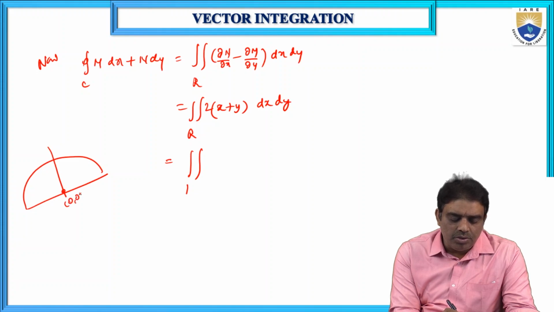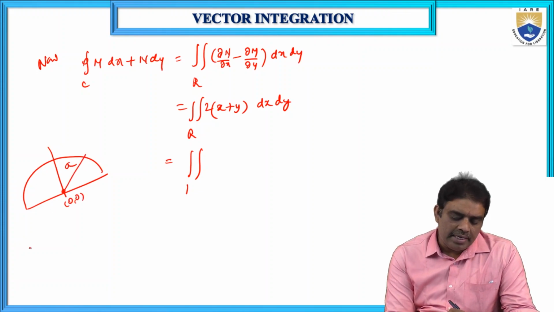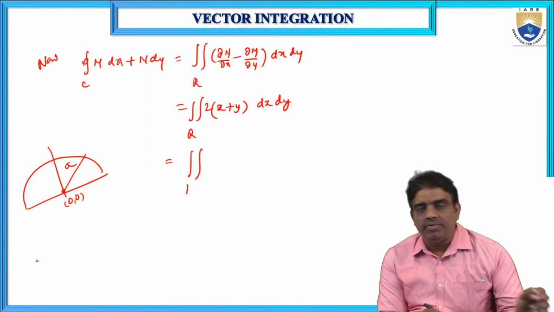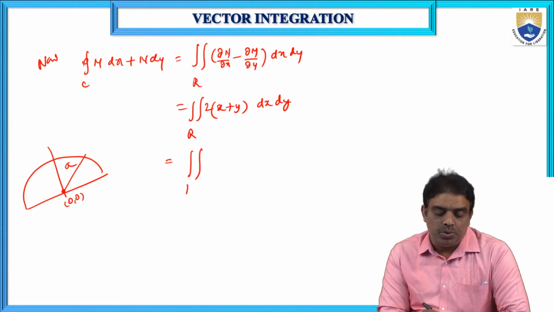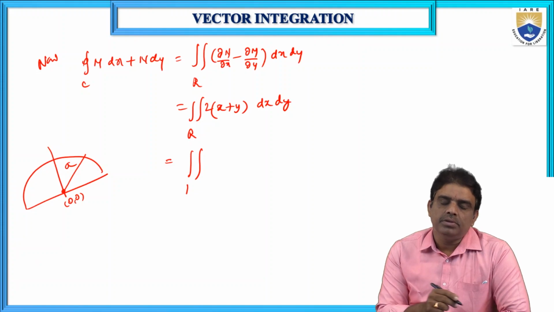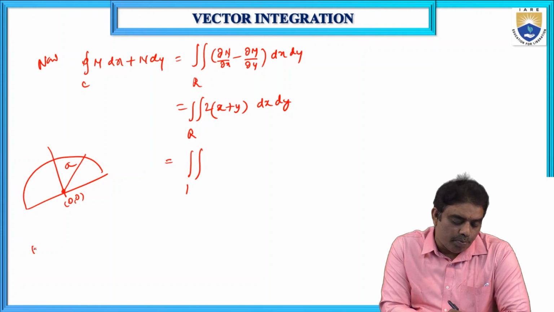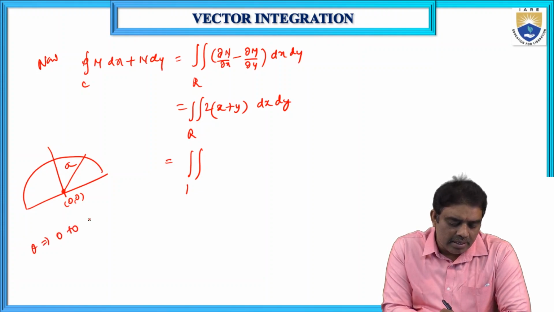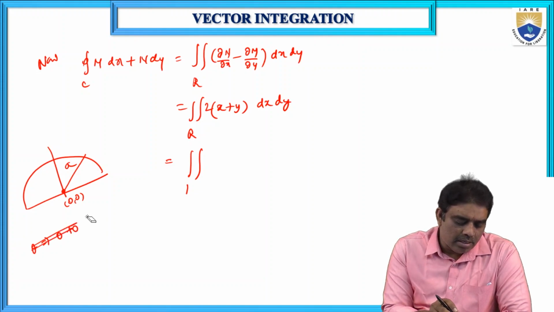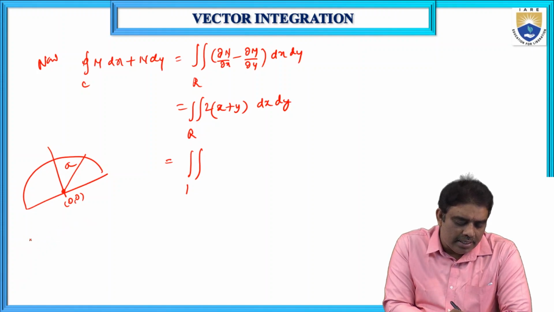So this is (0, 0). We can consider the radius equal to a, and we can go for the transformation. We can convert the given double integral into polar coordinates. Polar coordinates will make it easy.